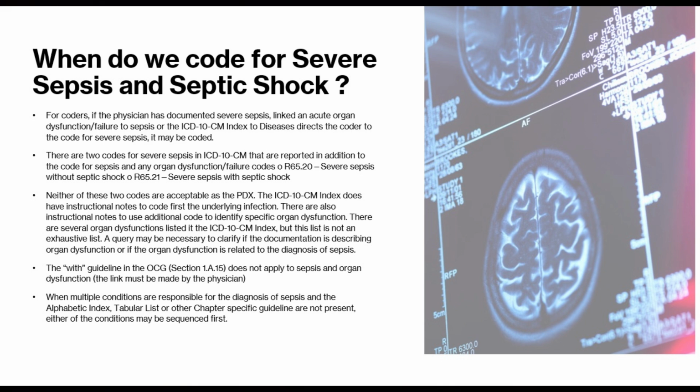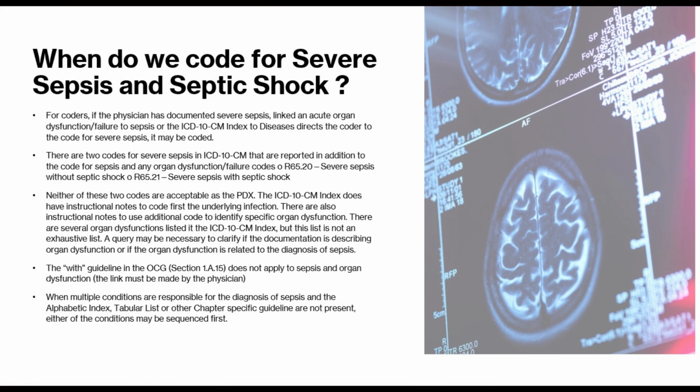When do we code for severe sepsis and septic shock? For coders, if the physician has documented severe sepsis, linked an acute organ dysfunction or failure to sepsis, or the ICD-10-CM index to diseases directs the coder to the code for severe sepsis, it may be coded. There are two codes for severe sepsis in ICD-10-CM that are reported in addition to the code for sepsis and any organ dysfunction or failure codes.